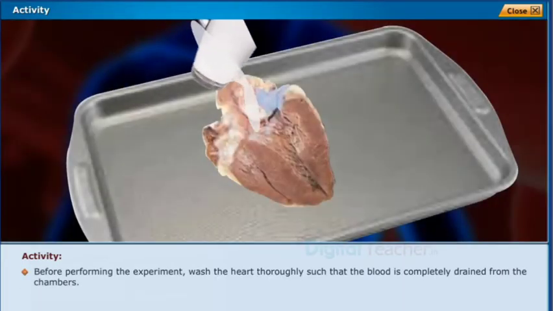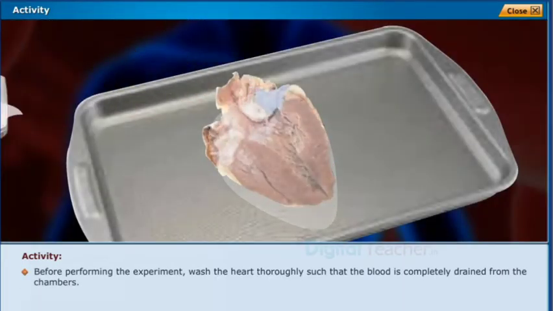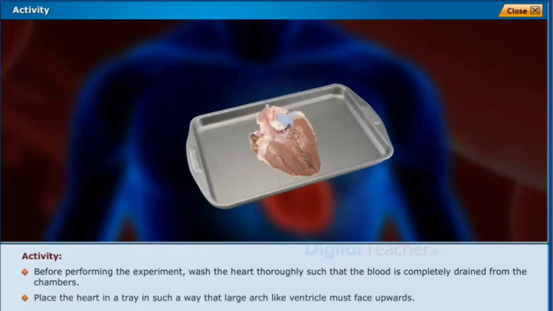Before performing the experiment, wash the heart thoroughly such that the blood is completely drained from the chambers. Place the heart in a tray in such a way that the large arch-like ventricle faces upwards. Take the soda straws and insert them properly into the stumps, the base of the blood vessels.